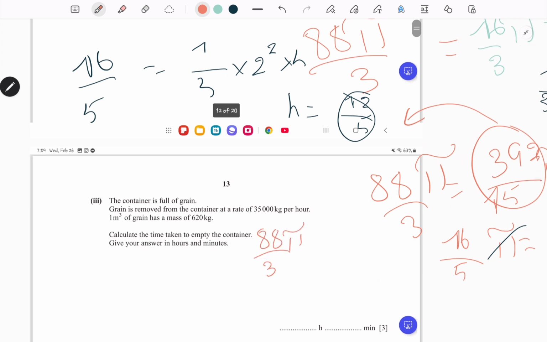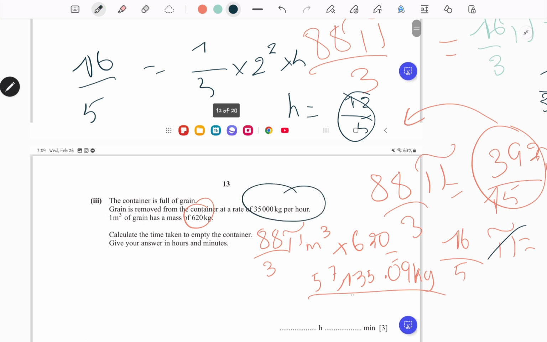And we know that the mass of each meter cubed of grain is 620 kg. So 88 pi over 3 meter cubed times 620. This is going to give us the total mass, which is approximately 57,135.09 kg. Alright, so now we're going to take this total kg and divide it by the kg per hour that we have, which is 35,000.